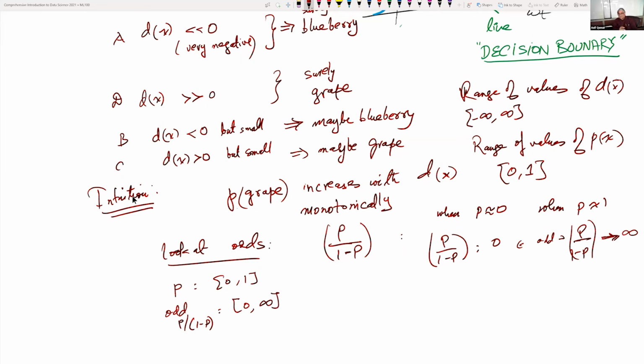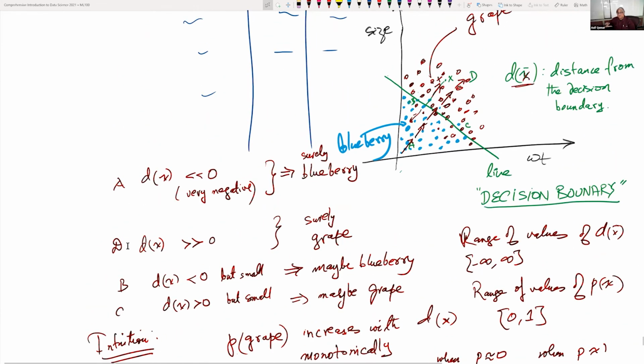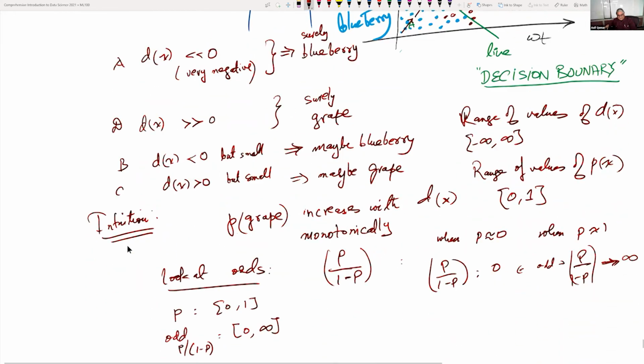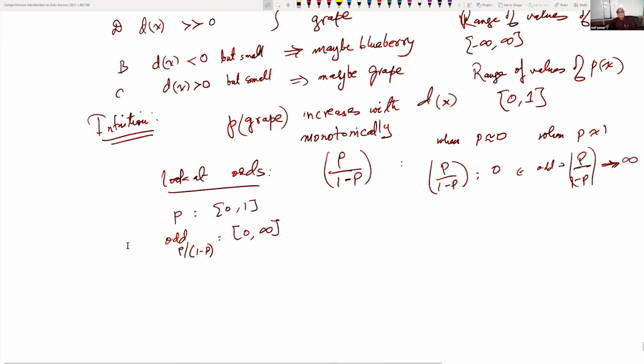We're getting close, but there's a problem. This is only the positive real line, right? But distance can be negative. The whole point is that distance is also negative. Most of the blueberries are sitting at negative distance, if you look at this picture, right? And all the grapes are sitting at positive distance. So we are not done yet. We need some other trick to make it go from minus infinity to plus infinity.